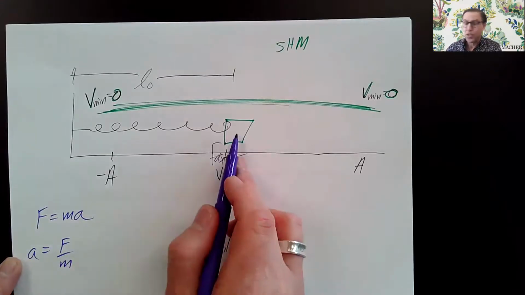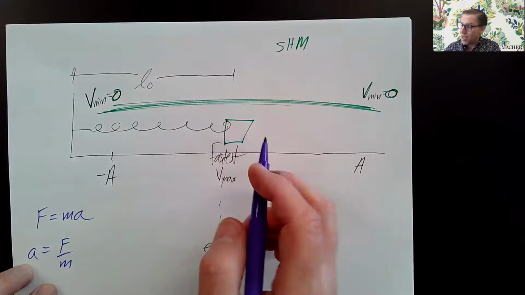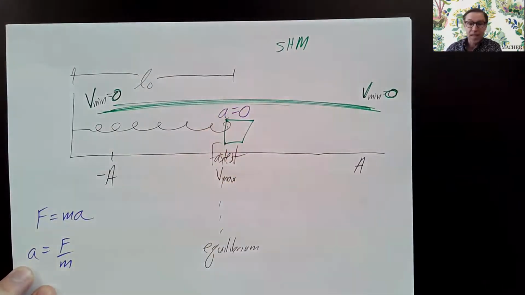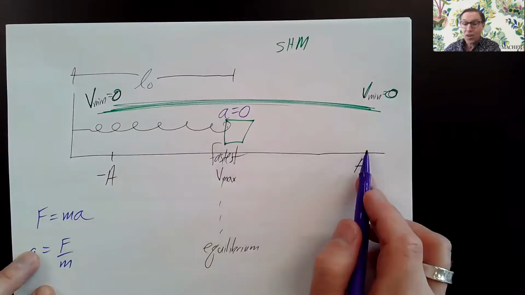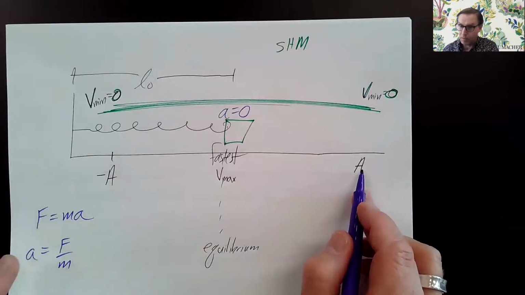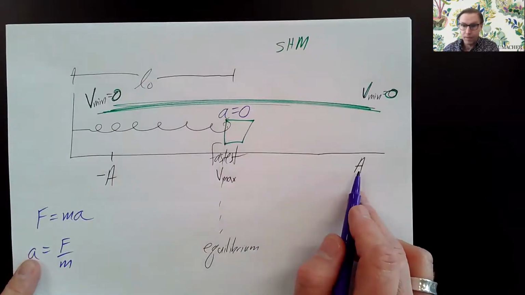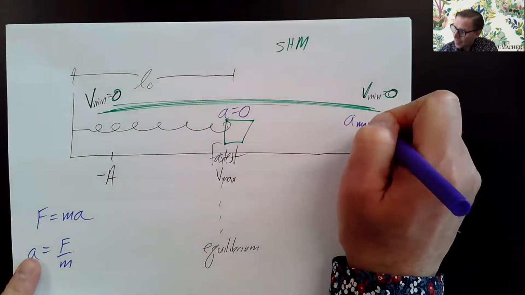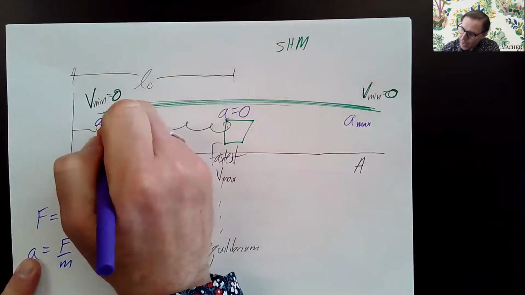The spring pushes the block 0 here. So this is where a equals 0. And way out here, we've got a max. Now, little a for acceleration, big A for amplitude. So that's not confusing, even though they're both A's. This is capital, this is lowercase. So here I have A max, and here I have A max.